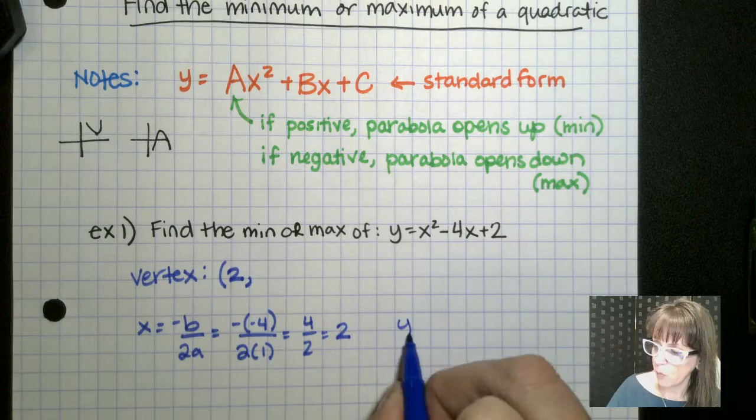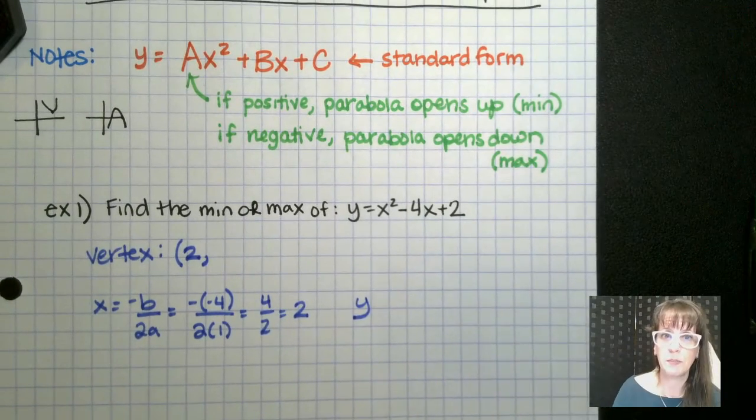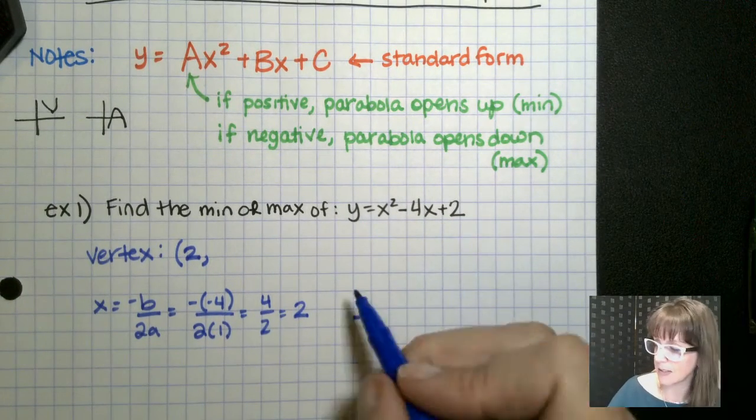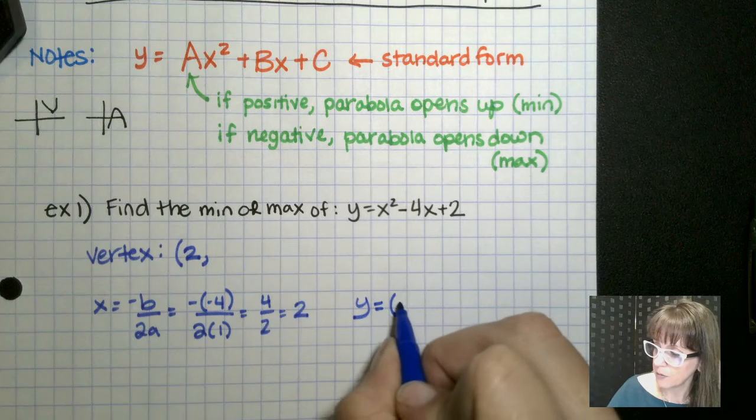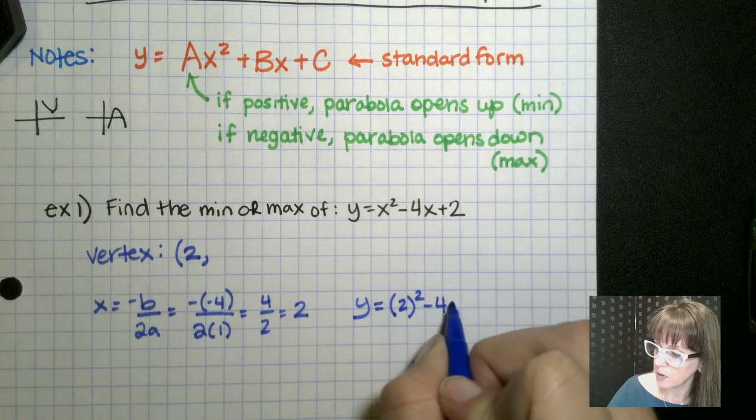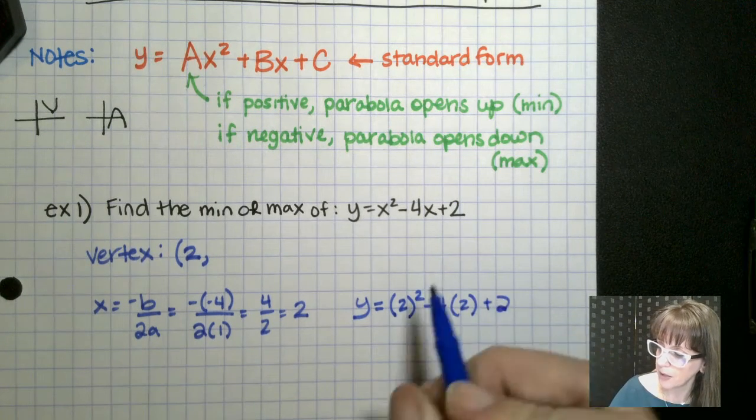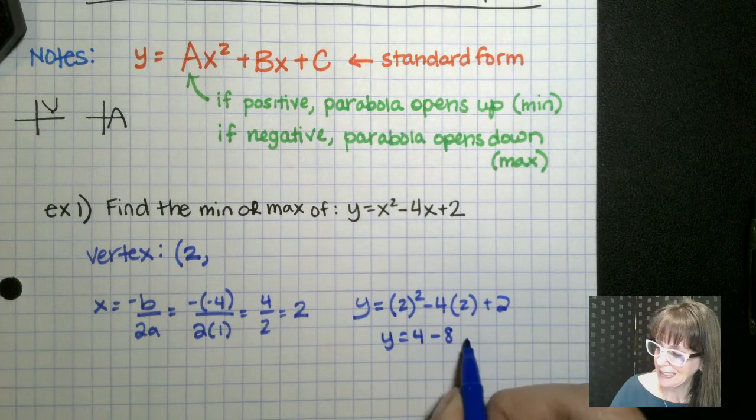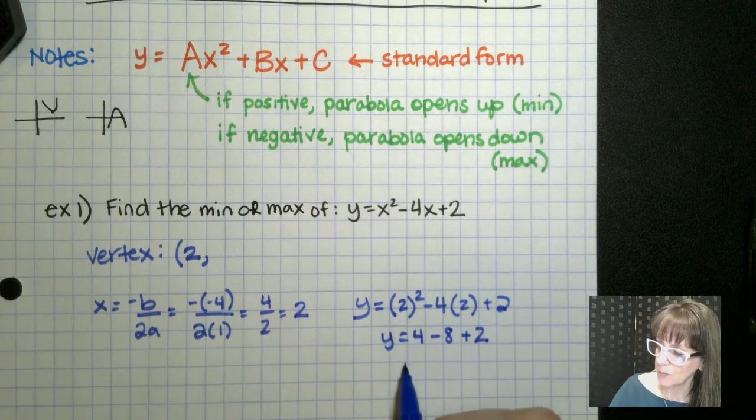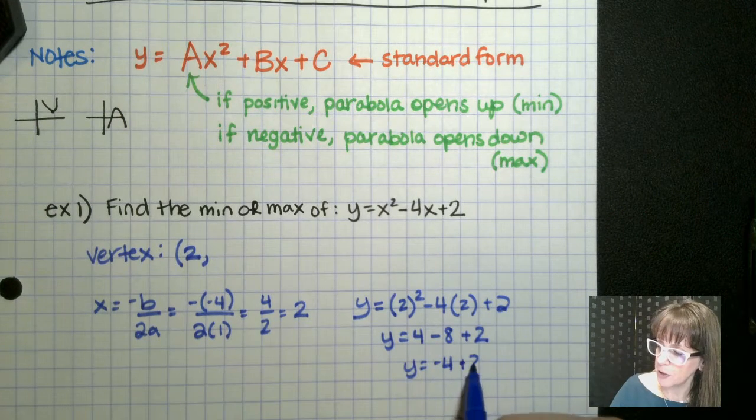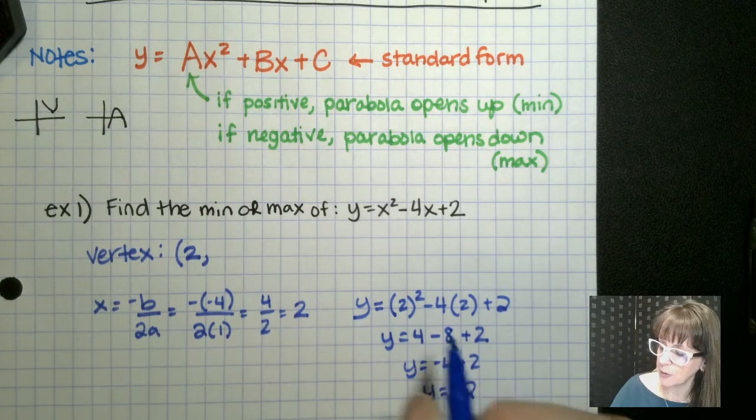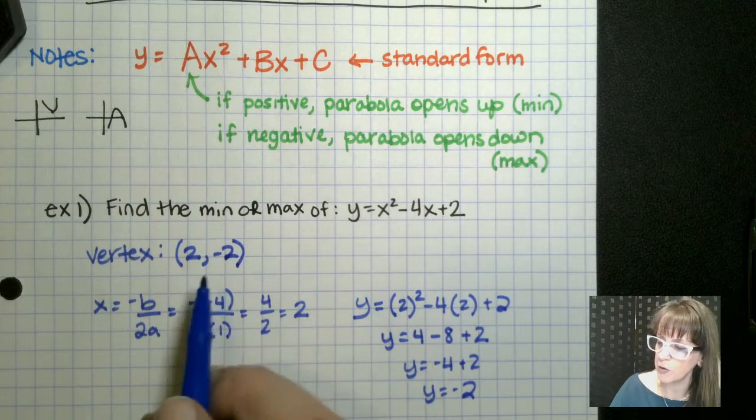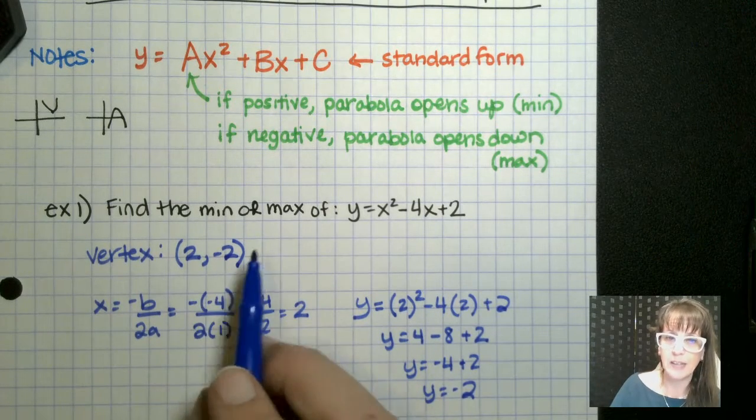Now I want to find my y, and in order to do that, I just have to plug in my x to this equation here. So 2 squared minus 4 times 2 plus 2. Lots of 2's there. y equals 4 minus 8 plus 2. y equals negative 4 plus 2, which means y equals negative 2. Okay, so my vertex is over 2, down 2, and it's going to be opening up.